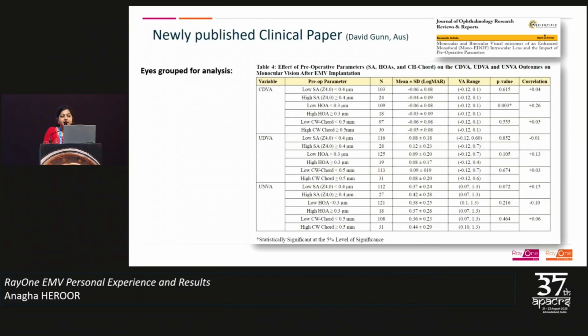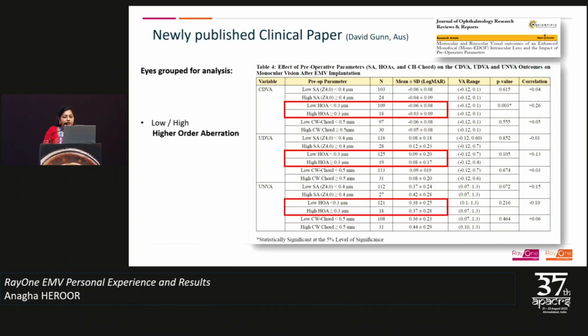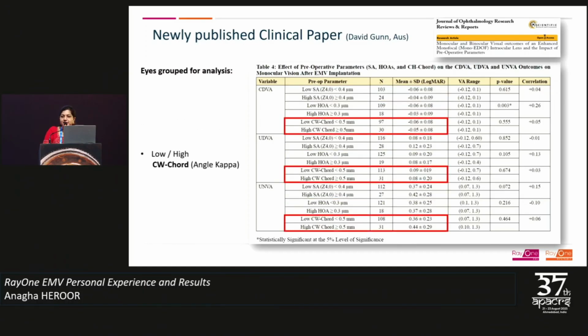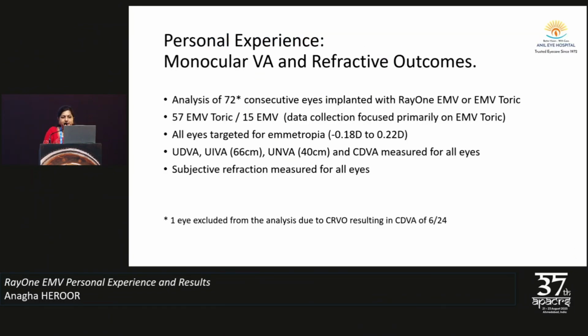Now, this was a newly published clinical paper which compared the effect of preoperative parameters, spherical aberration less or more than 0.4 microns, higher order aberrations, as well as the changes in angle kappa, and it was found that there was very little effect in the Rayner EMV for any of these parameters. In my personal experience, we have analyzed almost 72 consecutive eyes.